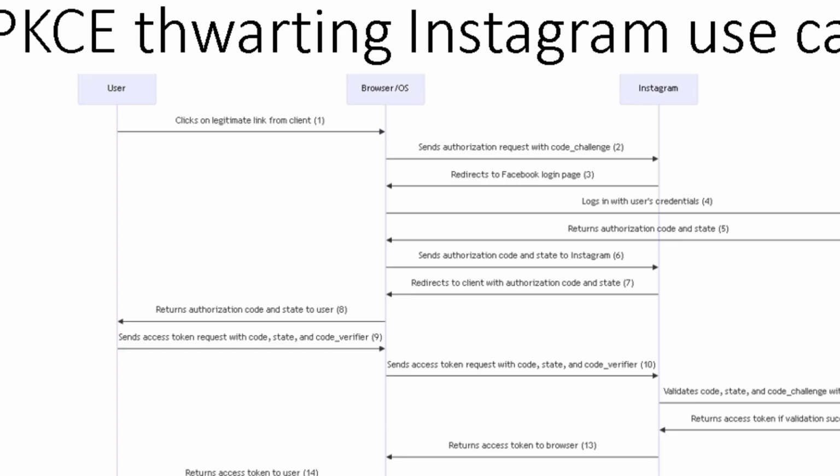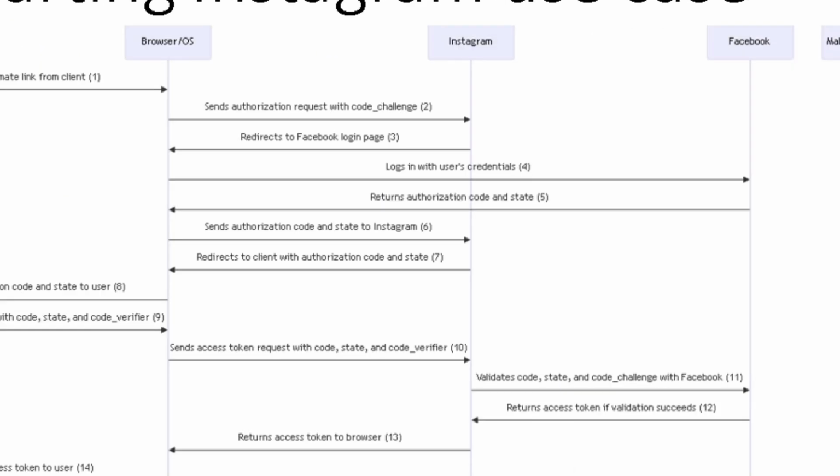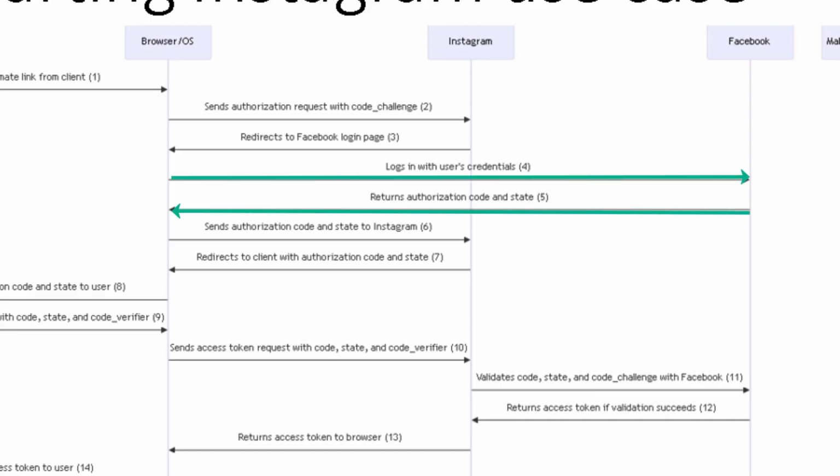So Instagram redirects the user's browser or operating system to the Facebook login page, where the user can authorize the client to access their Instagram account. The user's browser or operating system logs in with the user's credentials on Facebook, either automatically or manually, and grants permission to the client.